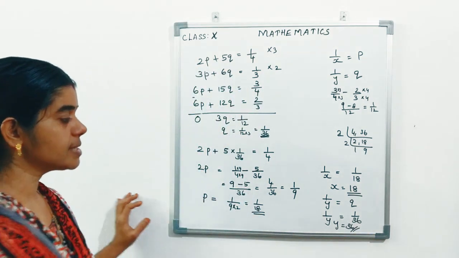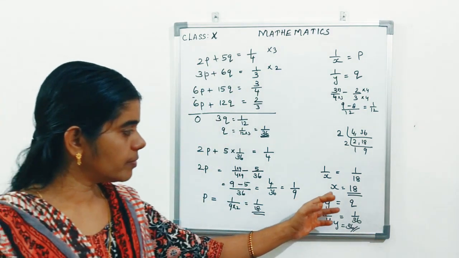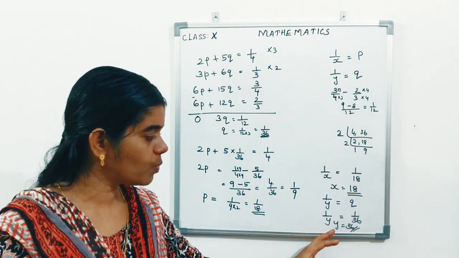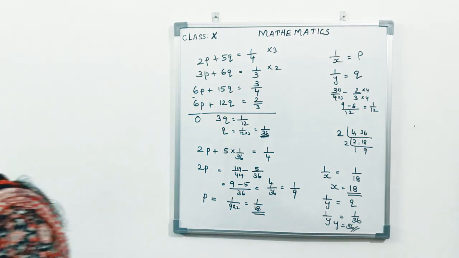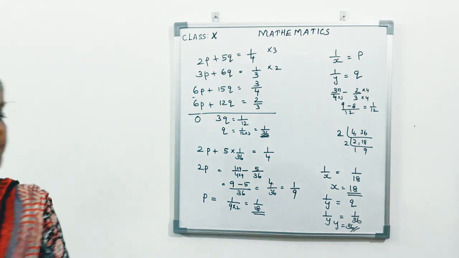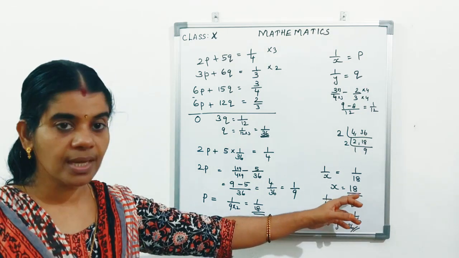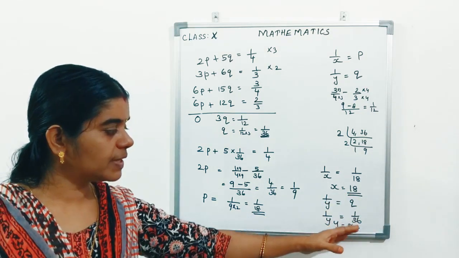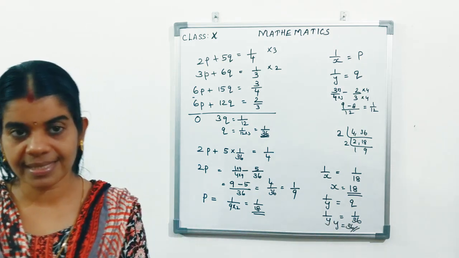Therefore the days: x is equal to 18 and y is equal to 36, that means a woman can finish the work in 18 days, and one man can finish it in 36 days. Is it clear?